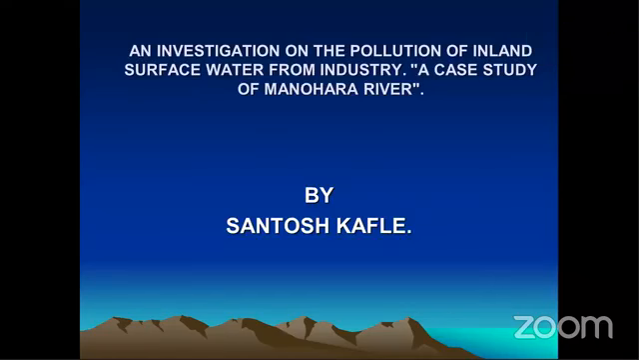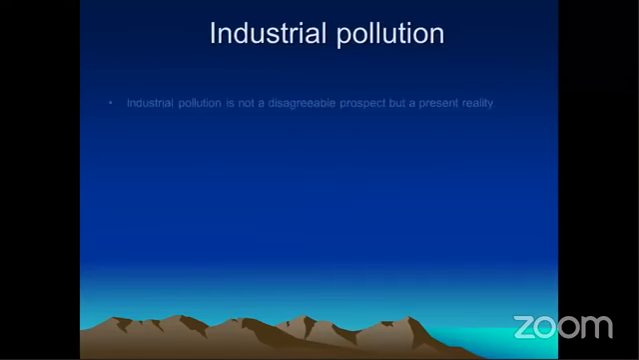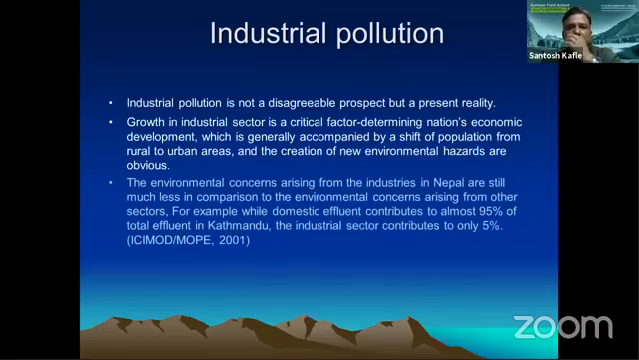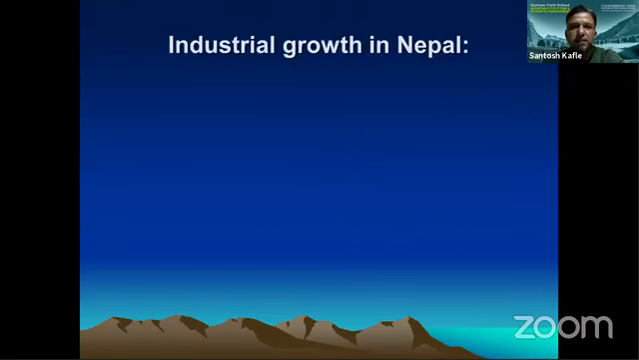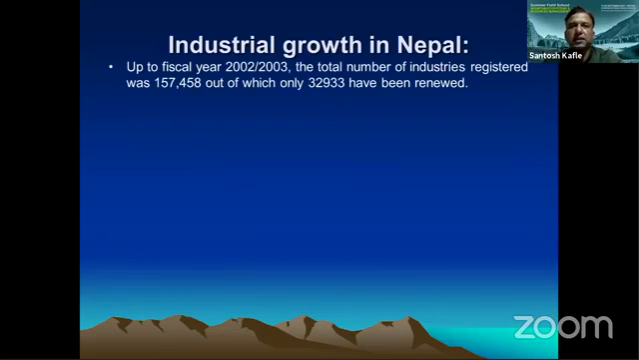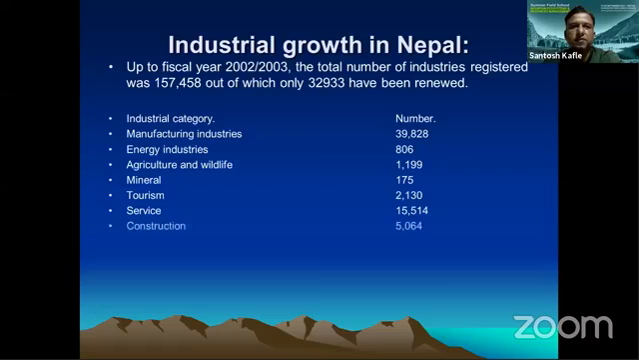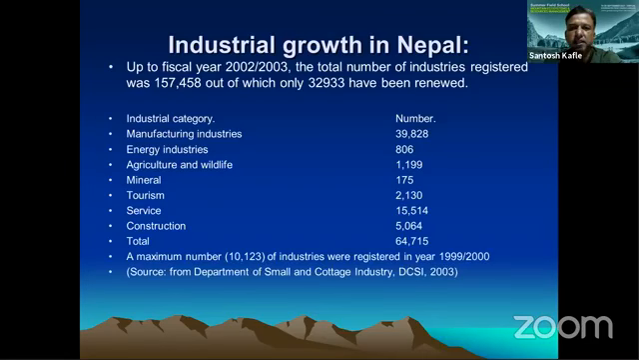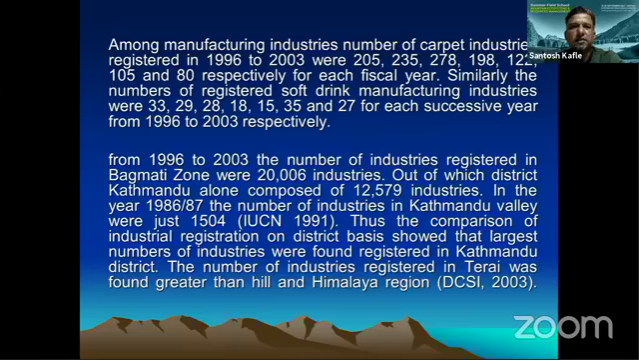Yes. Done. Okay. So this is all the background about industrial pollution. I want to simply skip this. These are the progress of industrial growth in Nepal. This comprised energy, agriculture, mineral, tourism, and service sector industries. This was the older data.